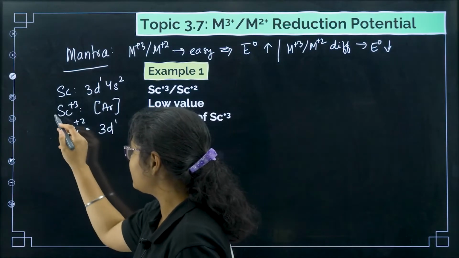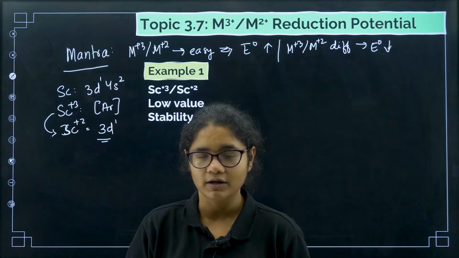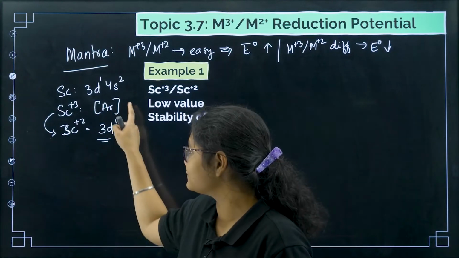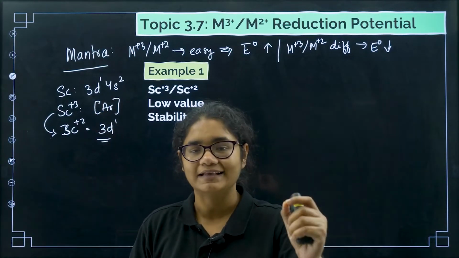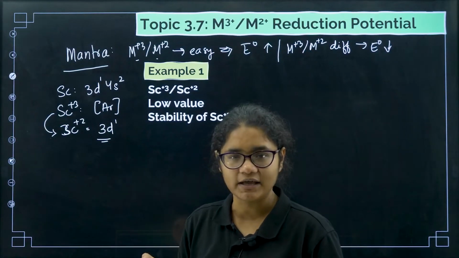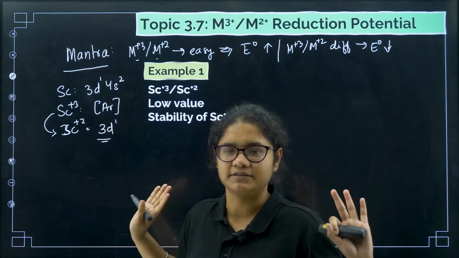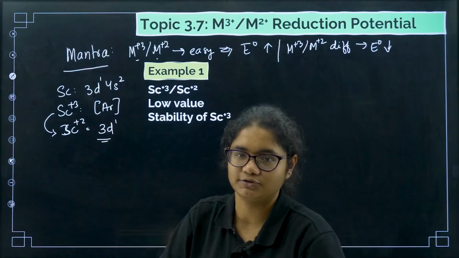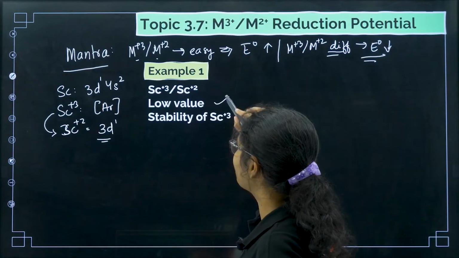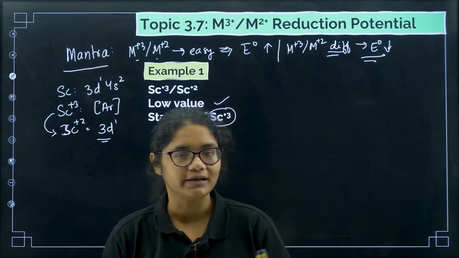Then will the metal want to come to an unstable configuration of 3d1? Will the metal want to, or is it happy in the plus 3 state? Obviously it is happy in the plus 3 state because it is very comfortable here because of the noble gas configuration. So will plus 3 to plus 2 be easy here? No, right? Because plus 3 is very happy here, so you have to push it to come to the plus 2 state. So that is why it is difficult here. If it is difficult, the E naught value will be low. What is the reason for that? Because the Sc3+ configuration is very stable due to the noble gas configuration.